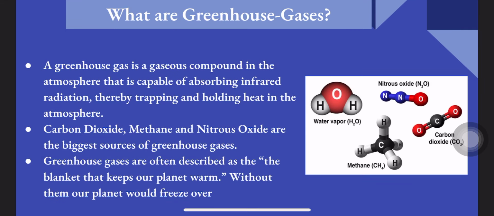What are greenhouse gases? A greenhouse gas is a gaseous compound in the atmosphere that is capable of absorbing infrared radiation, thereby trapping and holding heat in the atmosphere. Carbon dioxide, methane, and nitrous oxide are the biggest sources of greenhouse gases. Greenhouse gases are often described as the blanket that keeps our planet warm. Without them, our planet would freeze.